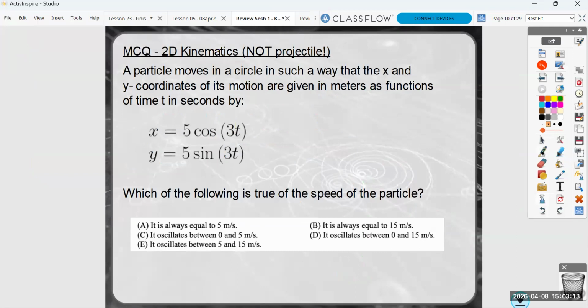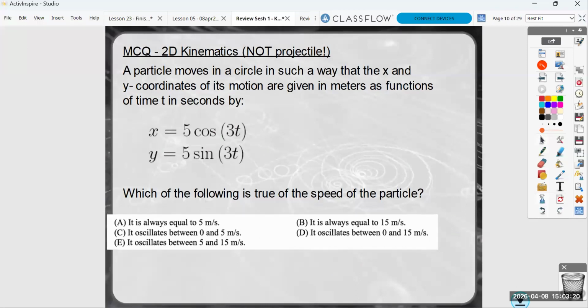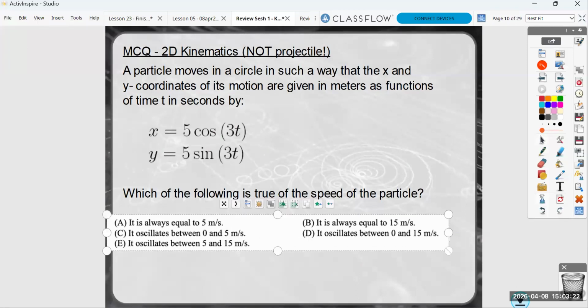Here's one last one, which comes up every so often and tends to give people fits. So we've got a particle moving, and rather than projectile motion, it's 2D motion, but they're going to straight up give you the x and y coordinates.